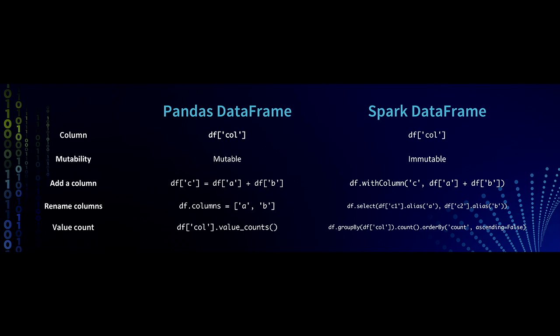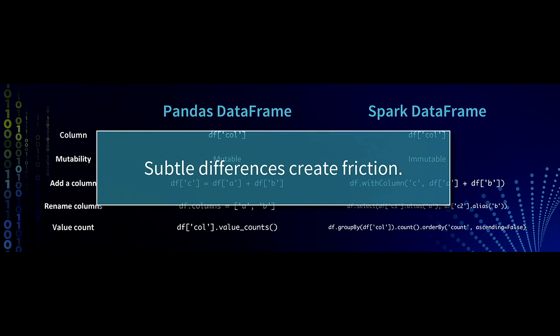For example, it's the same way to access a column. But they're also quite different. There are different ways of adding a column, different ways of renaming a column, different ways of doing value counts. Sometimes Spark's a little bit simpler, sometimes Pandas is a little bit simpler. But they are different enough that now I have to relearn everything. These subtle differences really create a lot of friction. It's not necessarily that data scientists can't learn a new API, but it just creates friction. They just want to get their job done. They're not necessarily interested in learning a million different frameworks and APIs.